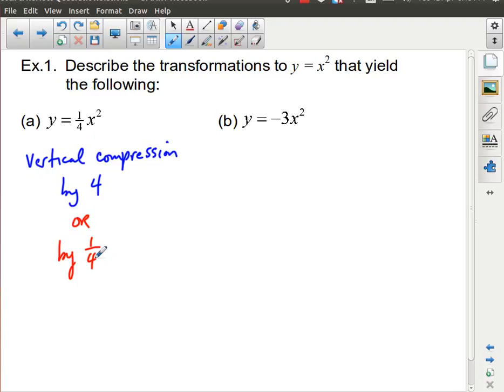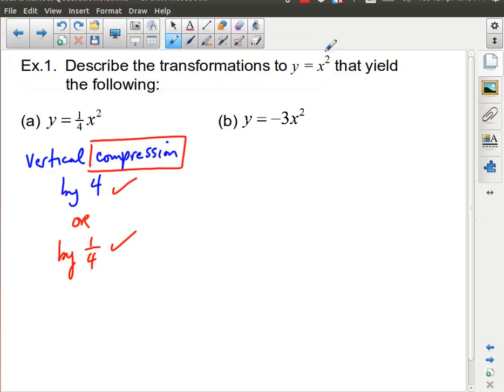Some people find that more straightforward. The key I want to emphasize here is you must recognize that that is a compression. You must use the right word here. But as far as the quantity goes, if you say a vertical compression by 4, you're saying that this thing has been shrunk by a factor of 4. If you say vertical compression by 1/4, because you've used the word compression, the person listening to you should know what you mean. So both of these are correct in my books.